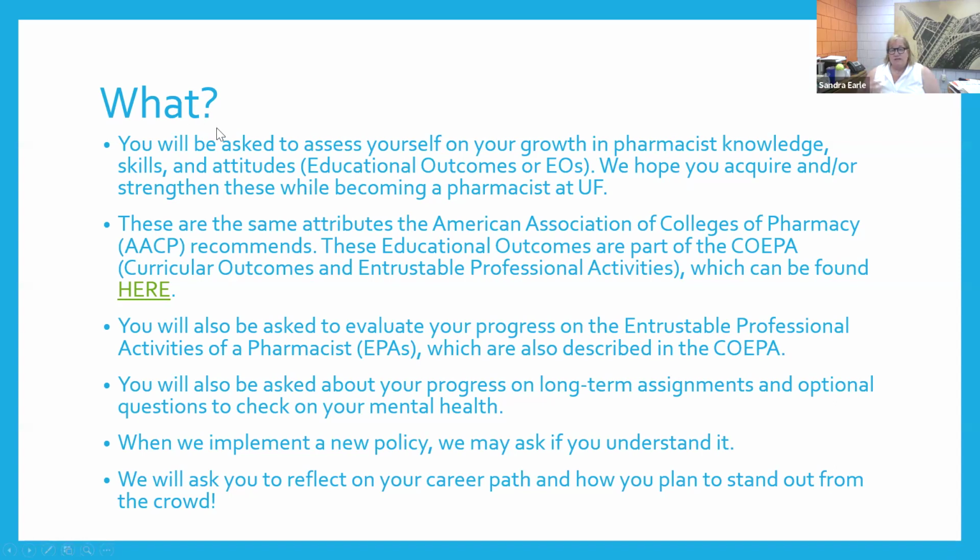So we have you assess yourself at least once a year on each of these now 12 areas. So you will be asked half of them in the fall and half of them in the spring. And you'll go through and it's your own self-assessment. Where do you think you are? And these are the same attributes that the American Association of Colleges of Pharmacy and our accrediting body have chosen for what pharmacists need to have.